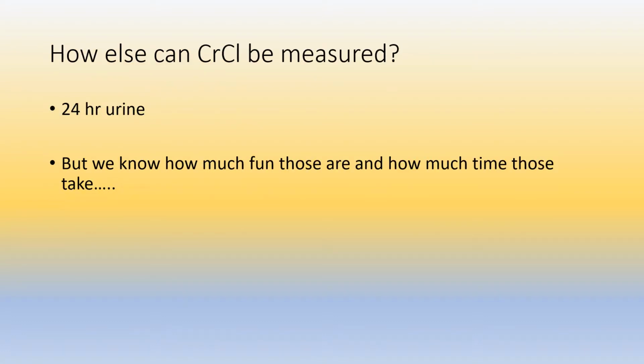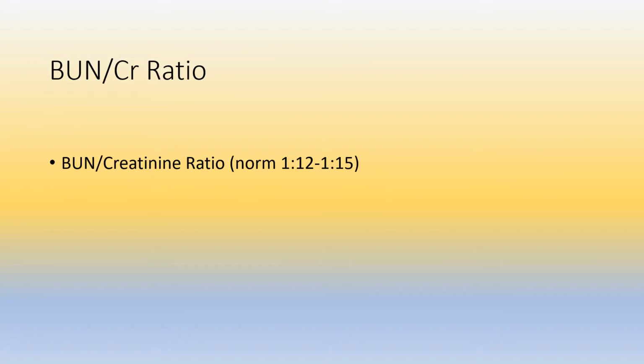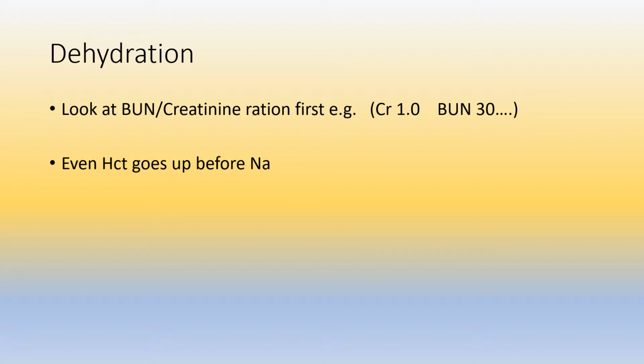You can do a 24-hour urine. Very difficult to do, takes a lot of time. Lots of times you're 2/3 of the way there and somebody will throw out a urine specimen and you have to start it over. So sometimes we do it, but more often than not, we're going to calculate it. And again, we talked about the ratio, and that's a sign of dehydration usually. What can we do? Well, we'll often look at this BUN creatinine ratio.